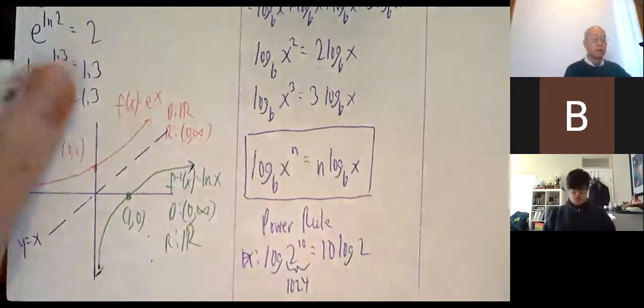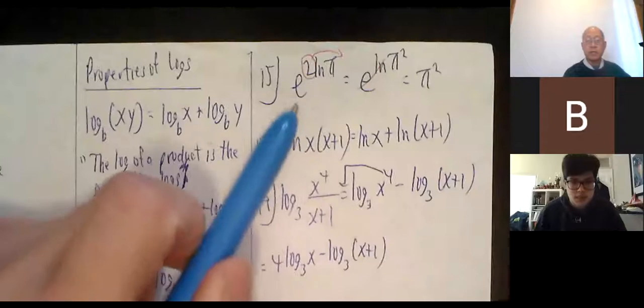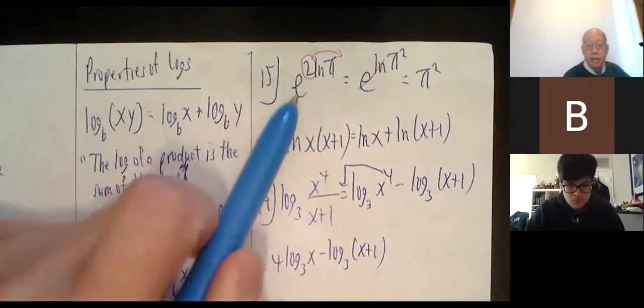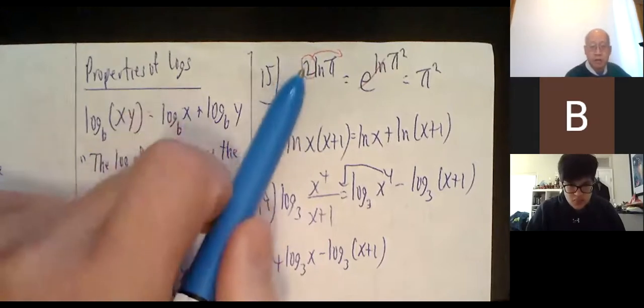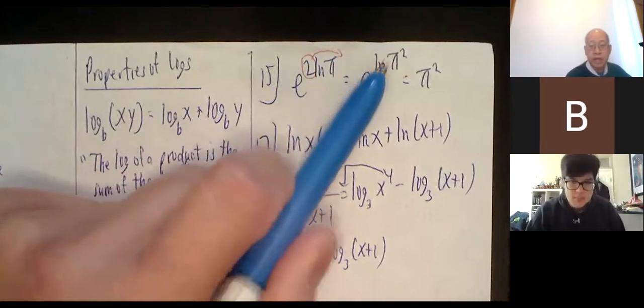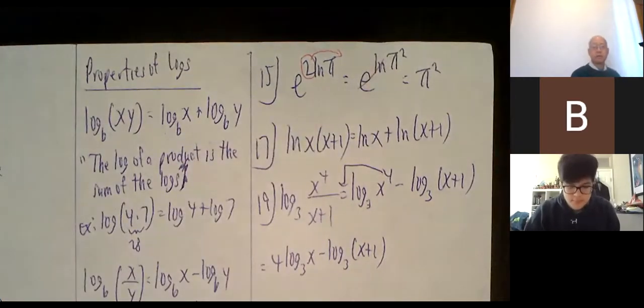Okay, so yeah, getting back to problem 15. As I said, e to the 2 ln pi that I just did, you want the e and the ln next to each other, so make the 2 climb back up. So it's e to the ln pi squared, cancel, pi squared.